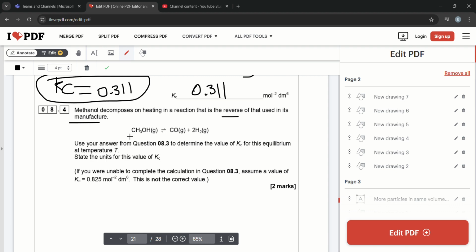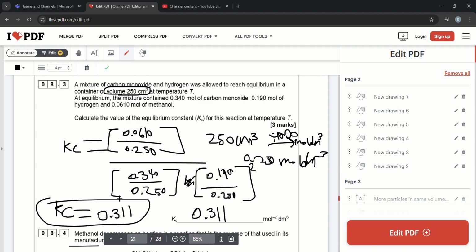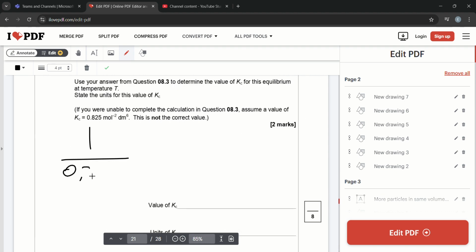So to find the Kc for this, all it's going to be is 1 over the Kc value of this equation. Sometimes they don't tell you, so you do need to spot it. And I get 3.22. What I actually get is 3.215, and round it to 3 significant figures.